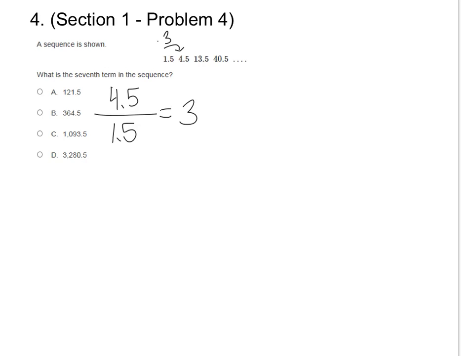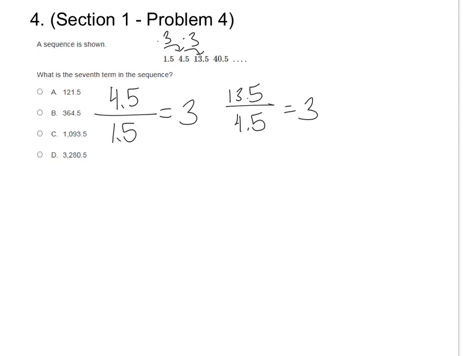So if I take my 3rd term, which is 13.5, and divide it by the term before that, which is 4.5, I also get 3. So I would multiply 4.5 by 3 to get the next term, which is 13.5. So far, it looks like it might be geometric.